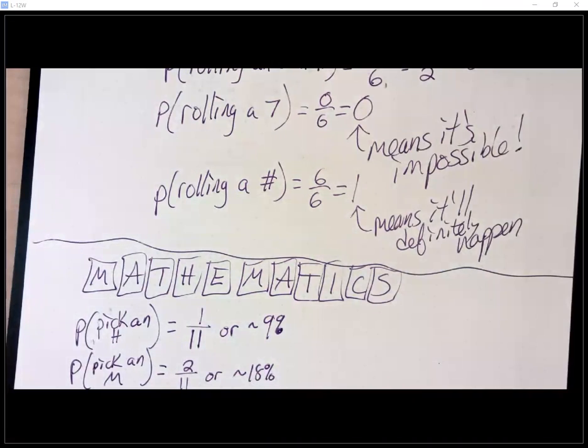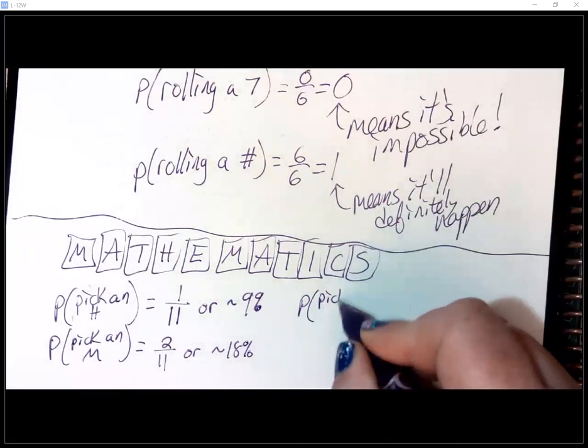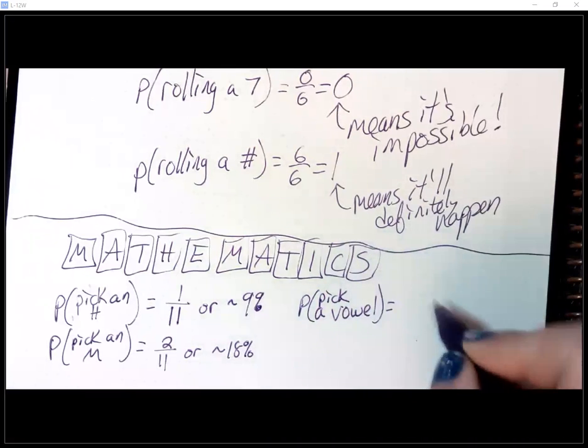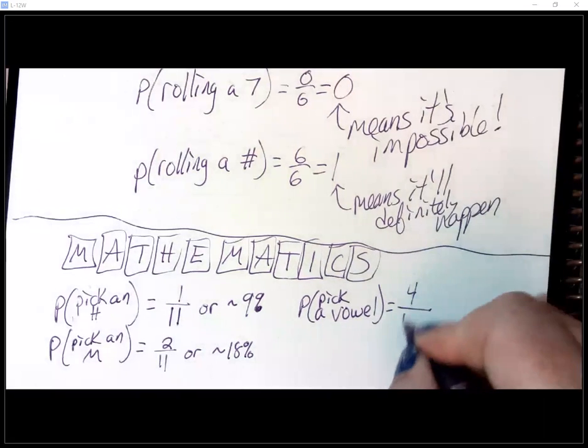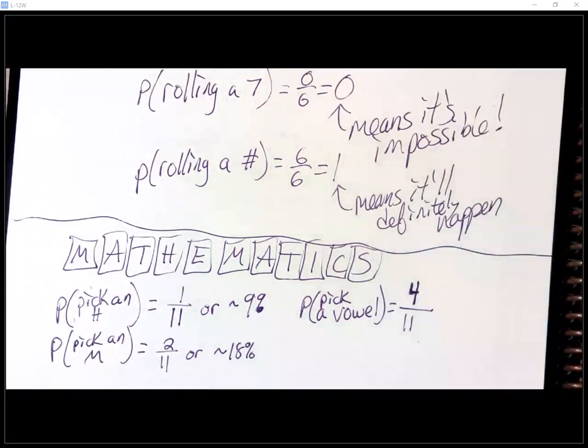What about this? What would the probability be of picking a vowel? Do you remember what the vowels are? A, E, I, O, and U. I have 4 total vowels in this word, right? So that'd be 4 out of 11. Isn't that fun? Do you remember the word for a letter that's not a vowel? Yeah, consonant. So that's about 36%.